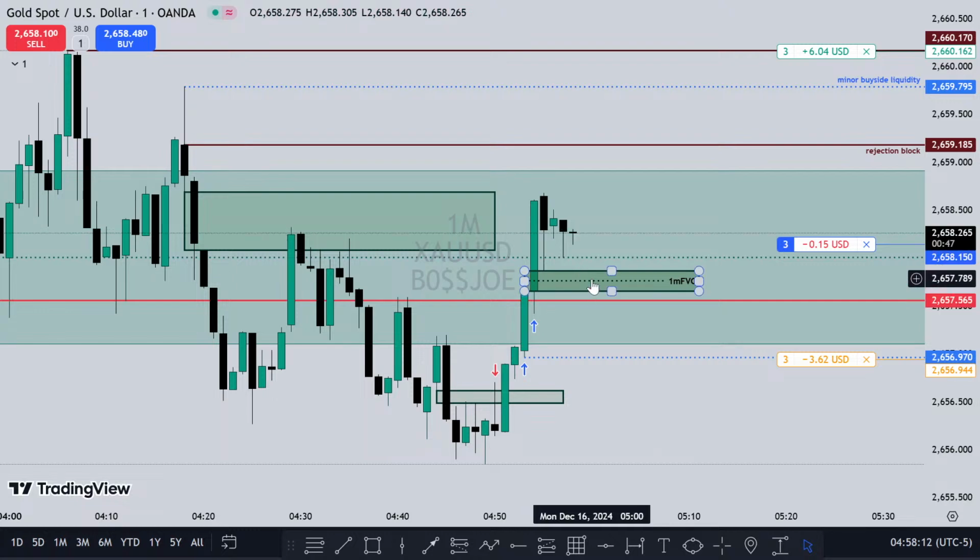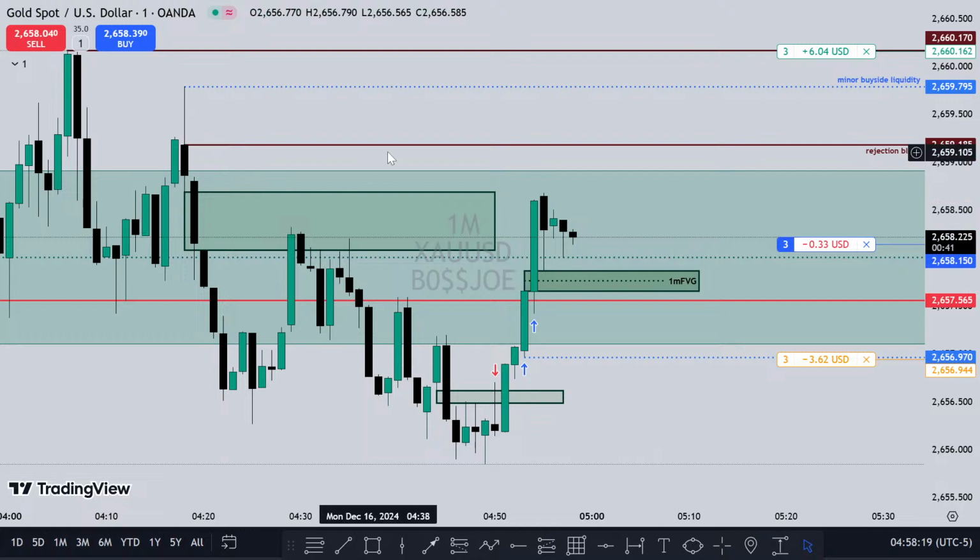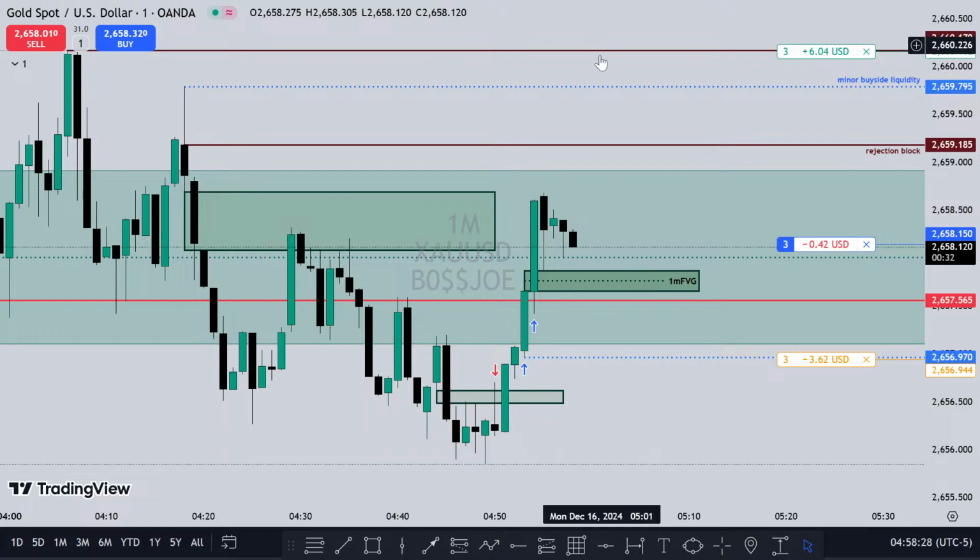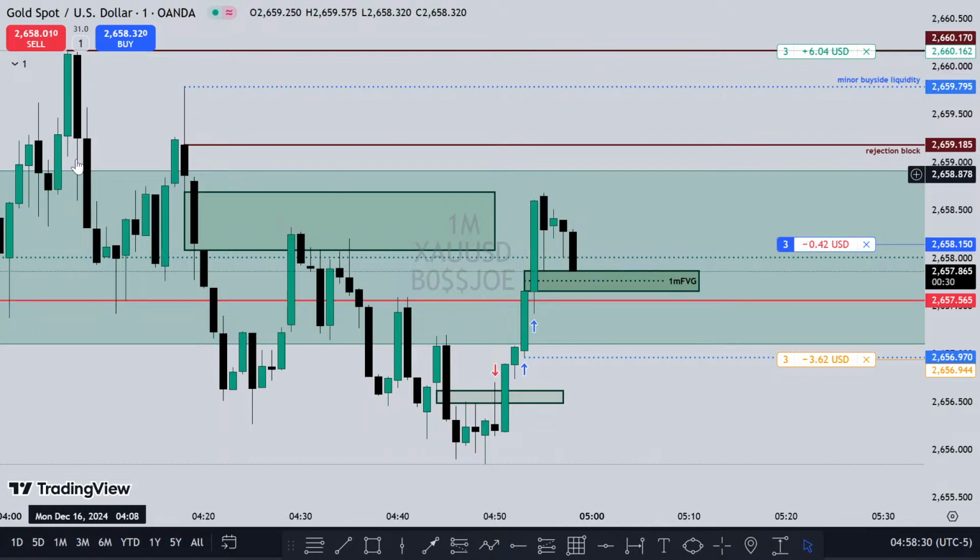Come back here to this 1 minute. I'm adding something there. Then target this rejection block. Take something off and take something off here. And that's the final target. Okay, give it to me.